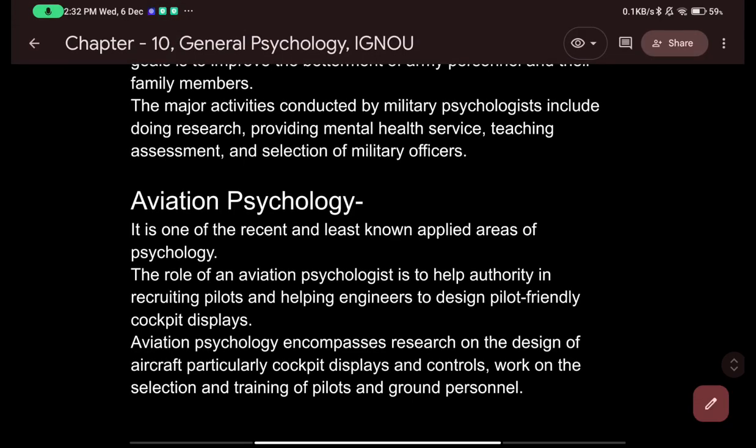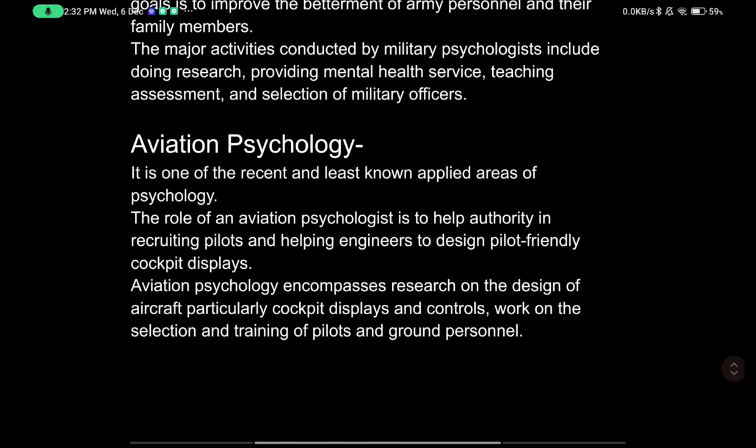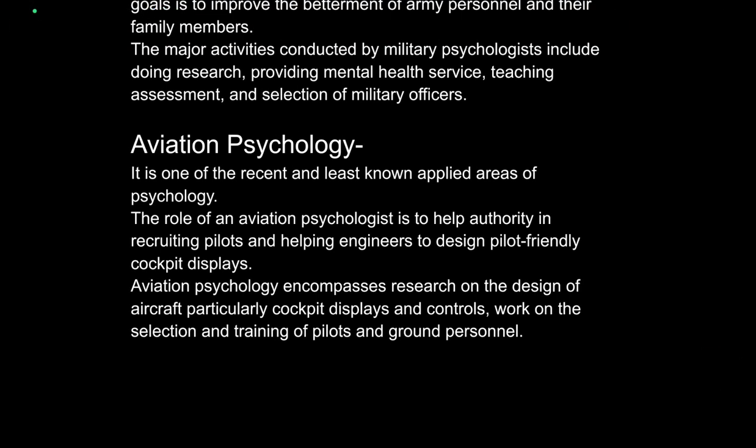The major activities conducted by military psychologists include doing research, providing mental health services, just like I told you right now, teaching, assessment, and selection of military officers. Now, selection of military officers is also another important task of military psychologists. Like you have to go through some psychological tests before getting admitted into the army, right? So these tests are formed by a military psychologist.